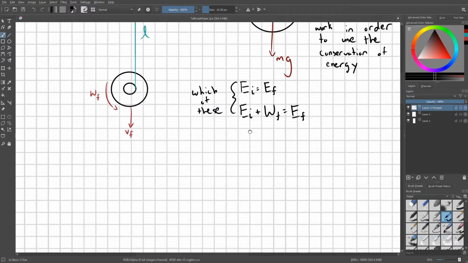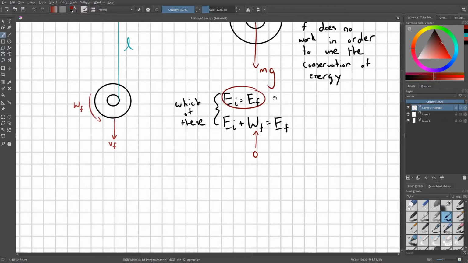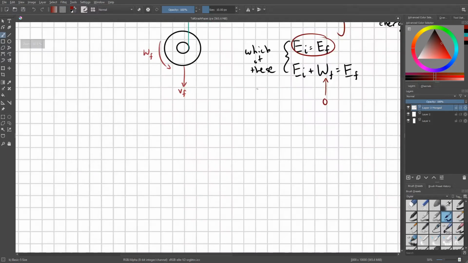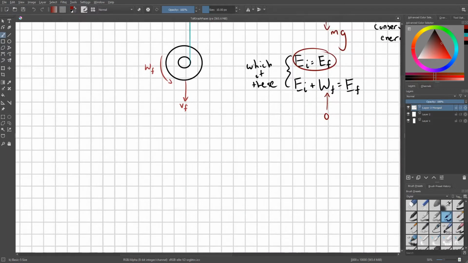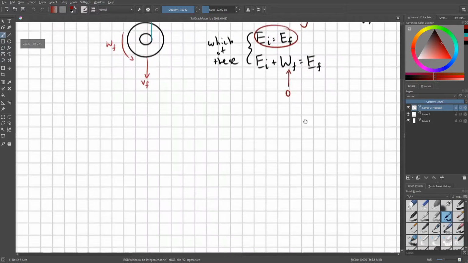I'm going to give you a spoiler alert and say that the work due to the friction is actually zero, which allows us to use this simple top equation. Alright? But I want to demonstrate why. The key here is that the yo-yo does not slip as the string unwinds.